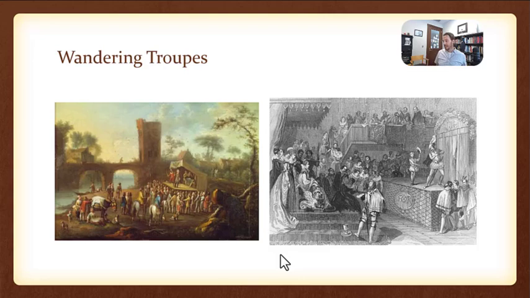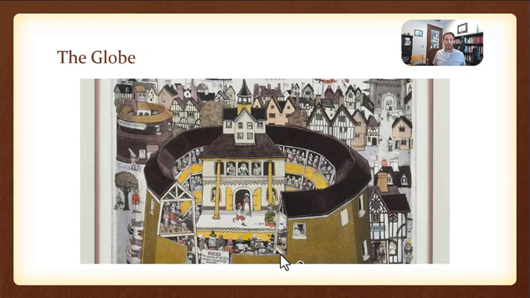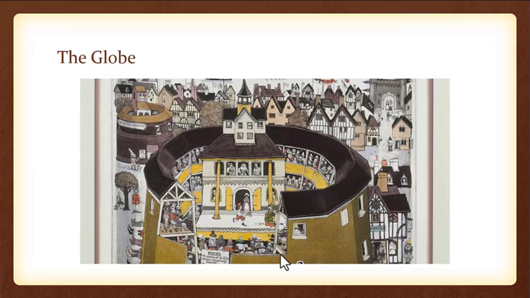Now, what happens when these wandering troupes decide that they don't want to wander anymore? They want to set up a place of their own. Well, they go and they build a theater. And the theater is going to be designed based on some of the ideas that they already were implementing as wandering troupes, where a raised stage would be in front of a tavern yard, and there would be a proscenium stage, I forget what it's called, a jutting stage that goes out into the crowd where people stand around and watch this raised stage.